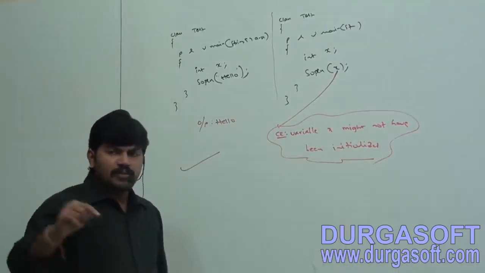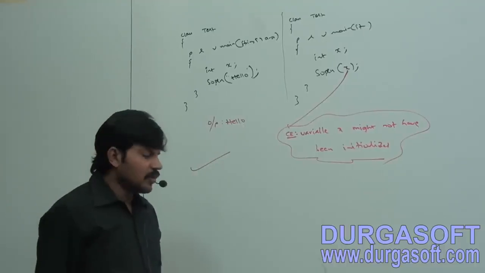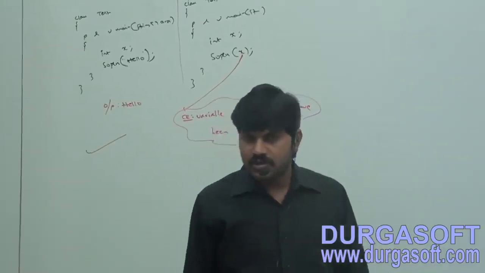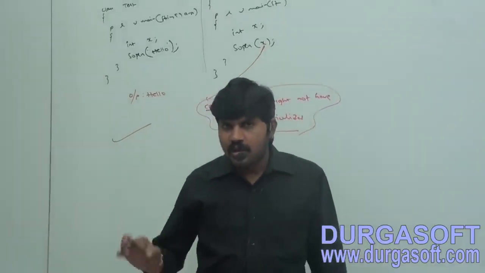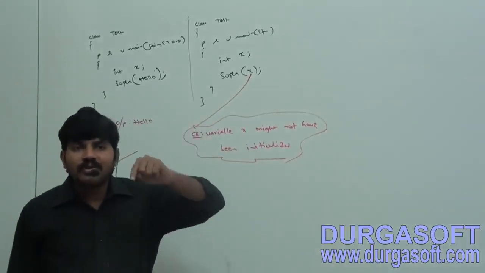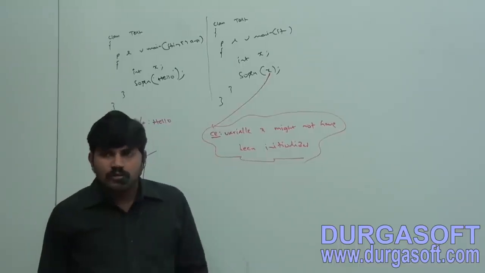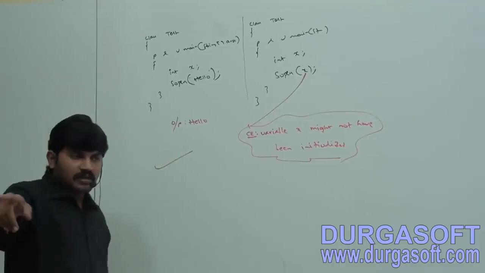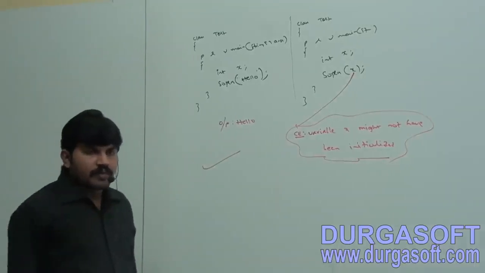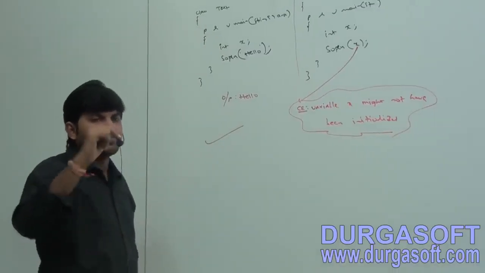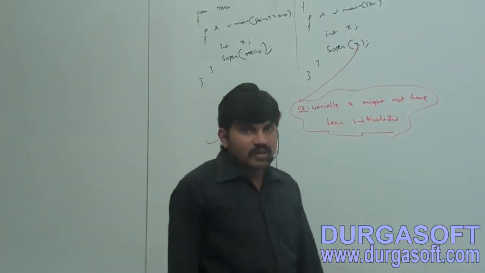Can you please read the last point you took? For local variables, JVM won't provide default values. Compulsorily we should perform initialization explicitly before using that variable.